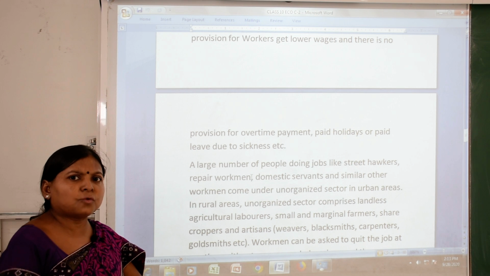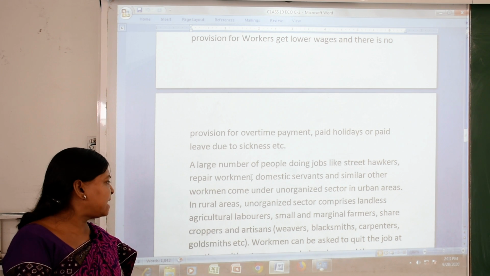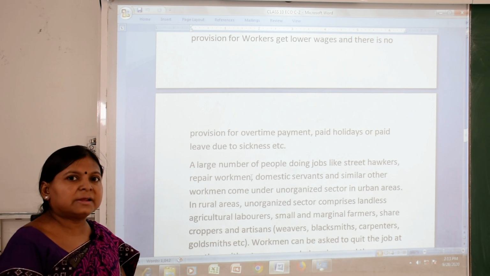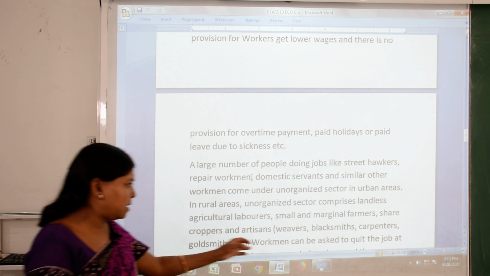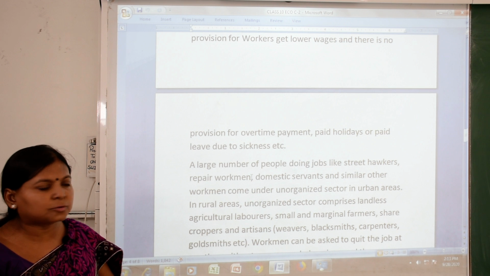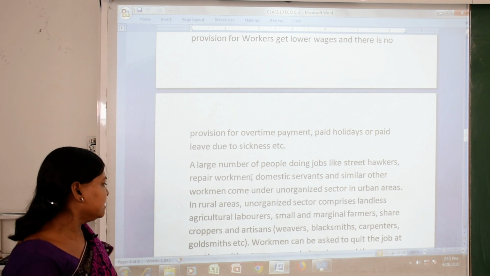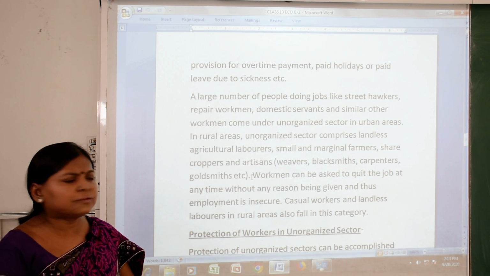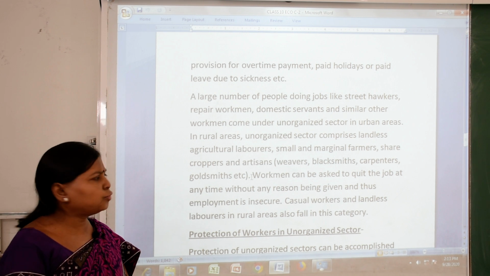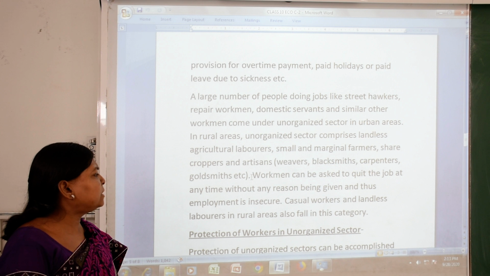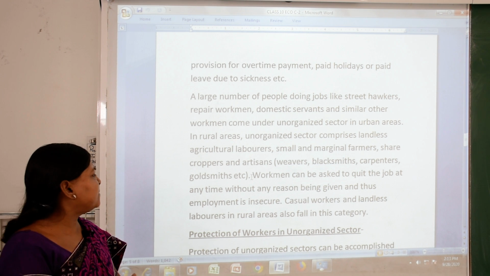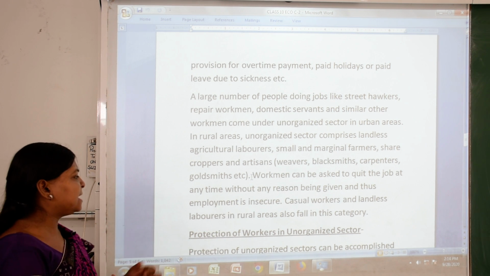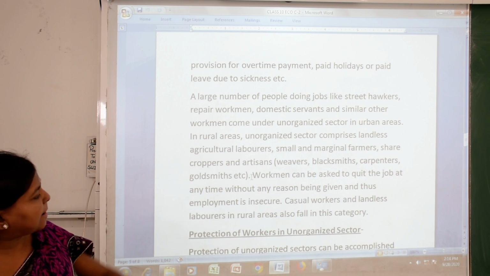In rural areas also, the unorganized sector comprises landless agricultural laborers, some small and marginal farmers, sharecroppers and artisans. Artisans are a group of weavers, blacksmiths, carpenters, etc. What is the insecurity of this job? Workmen can be asked to quit a job at any time without any reason. Employment is insecure. Casual workers and landless laborers in rural areas all come in this category.